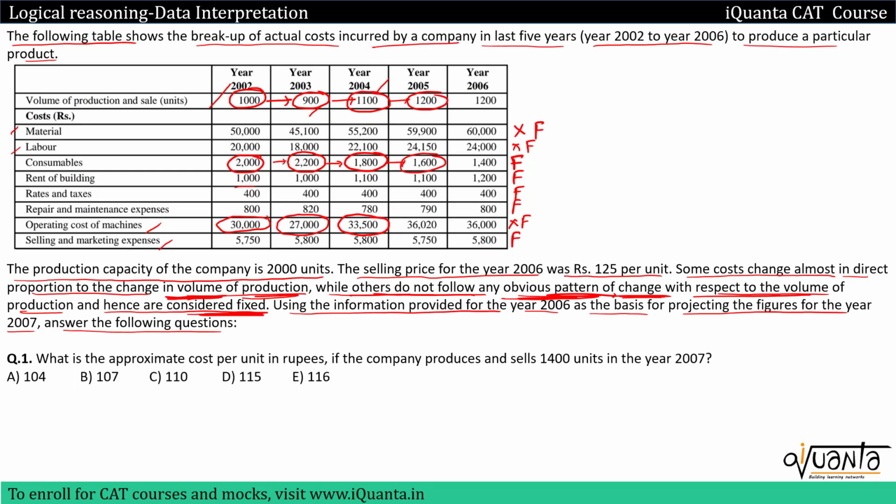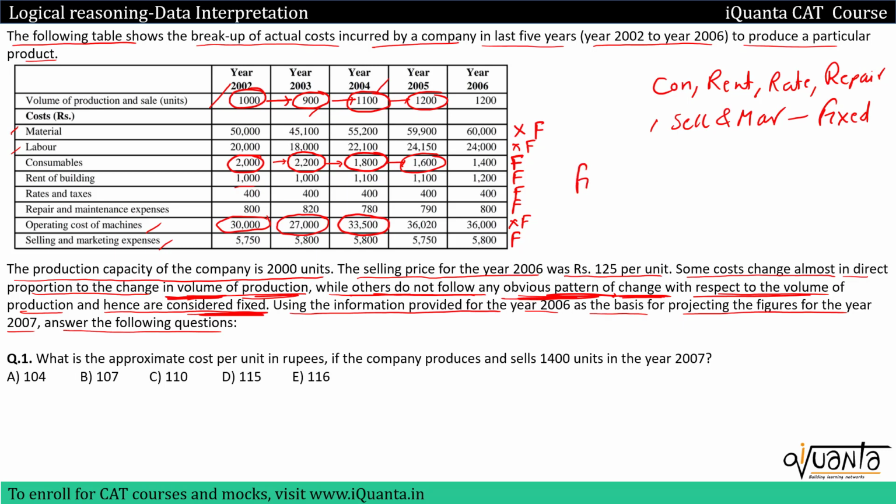So I can say that consumables, rent, then rates and taxes, then repairs, after that selling and marketing cost, all of these are fixed cost. That means in every year they will remain the same. So whatever is the fixed cost in year 2006, it will be in year 2007 as well. We can find the fixed cost in year 2007; it will be the same as year 2006.